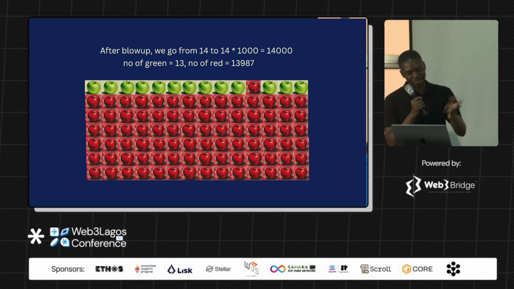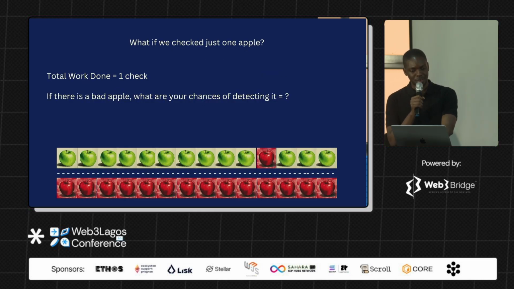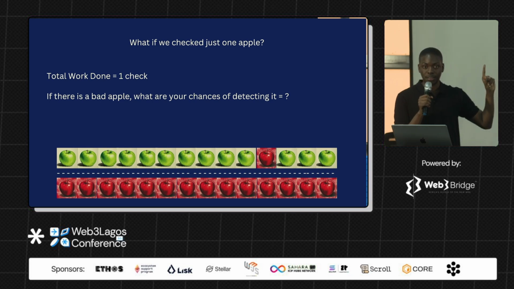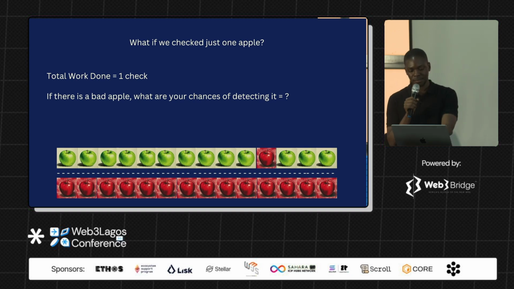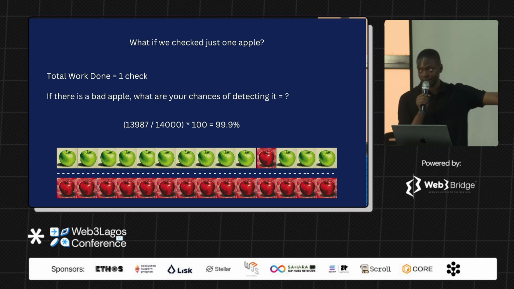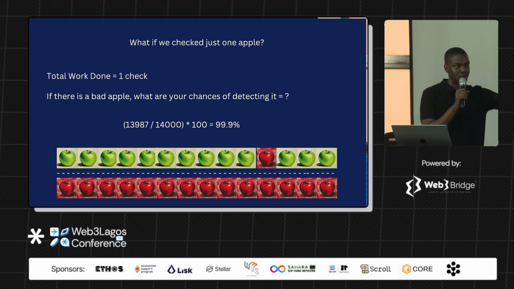So we'll look at that later. So now, how much work is done? 1, right? But the problem before was that the probability was bad. Now, what is the new probability? Number of reds divided by total times 100. Number of reds now, 13,000 divided by 14K times 100 is 99.9%.